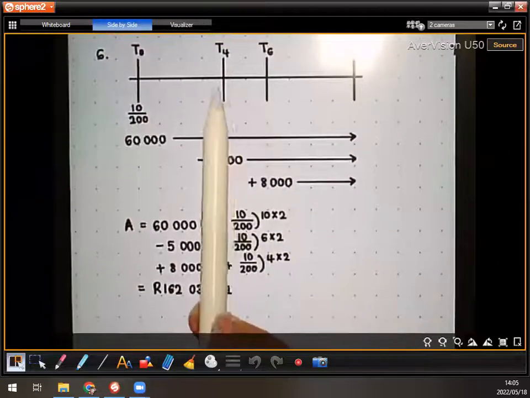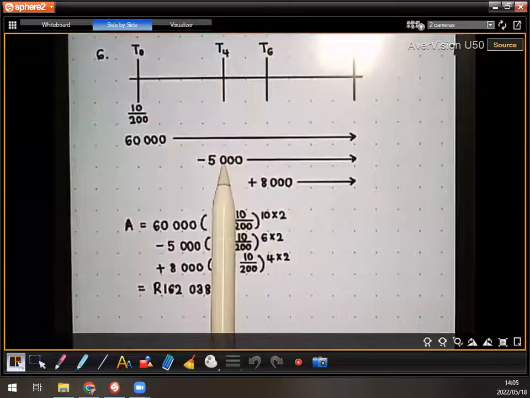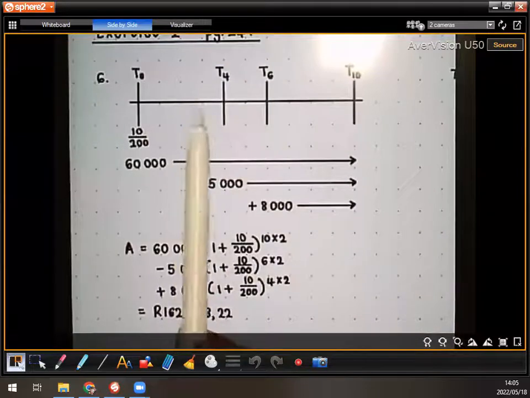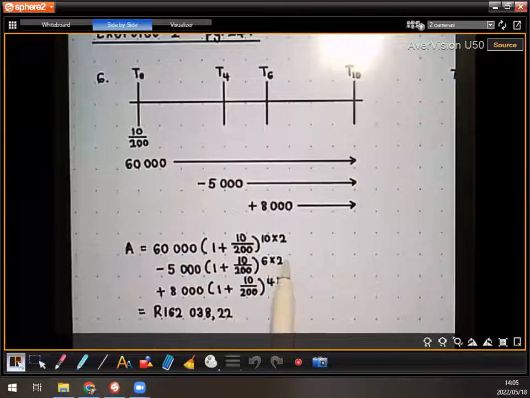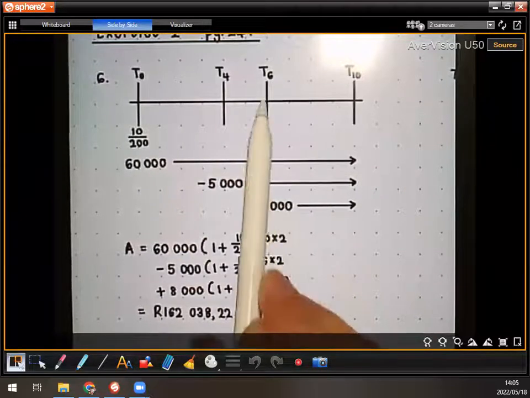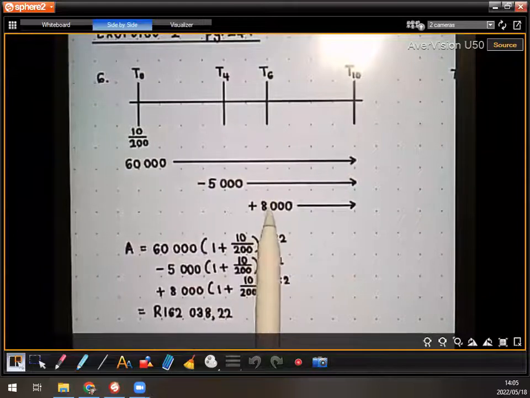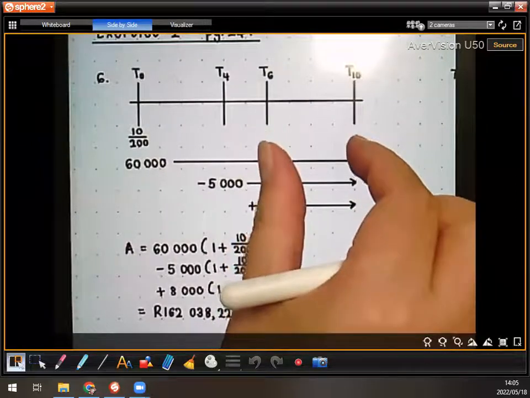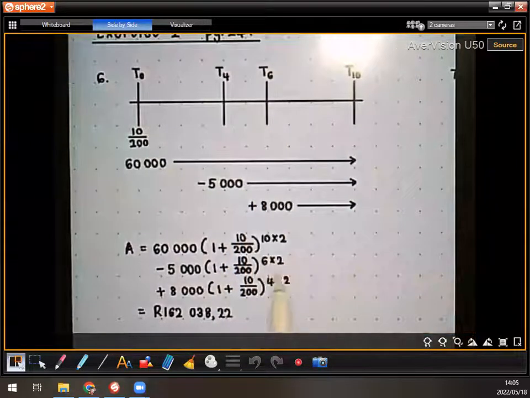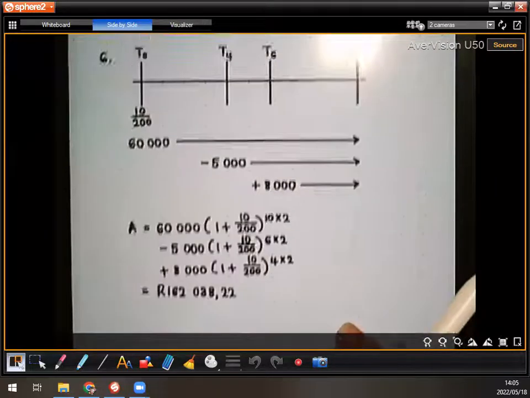For the 5,000, it's a withdrawal, so we minus 5,000. And from T4 to T10, that's 6 years. So that's why it's 6 times 2, 6 years and twice a year. And then for the 8,000, that was another deposit, so that was a plus 8,000. Again, the same interest rate. If it's from T6 to T10, all we find is that it's 4 years, right? So to the power of 4 times 2, so 4 years and then twice a year.